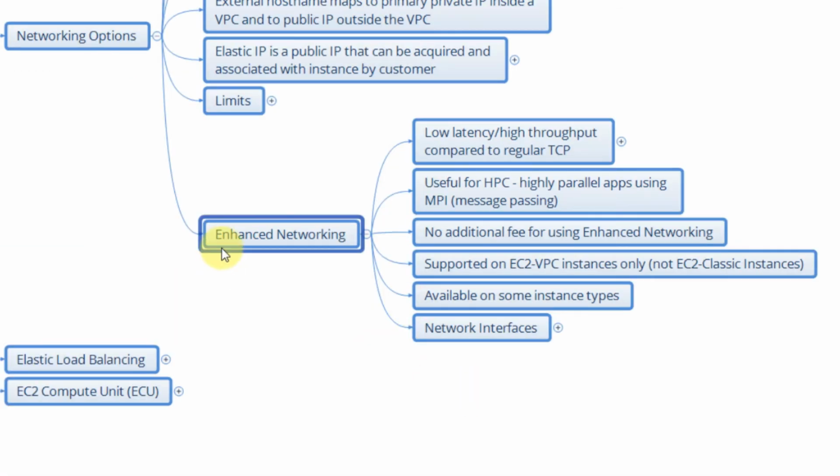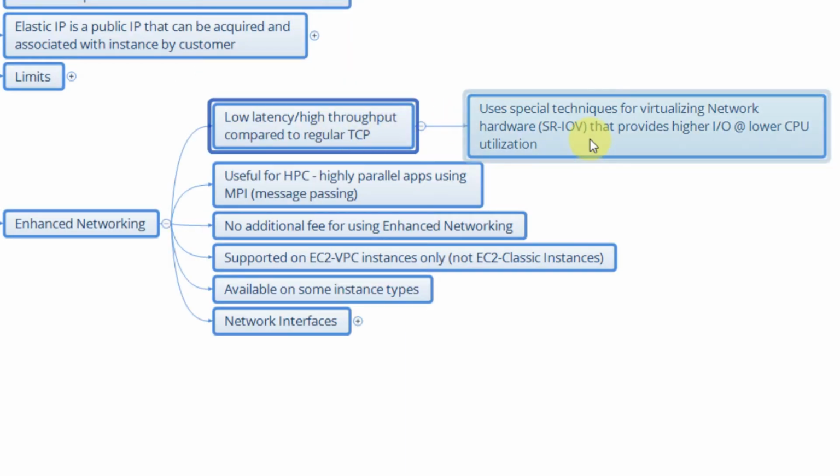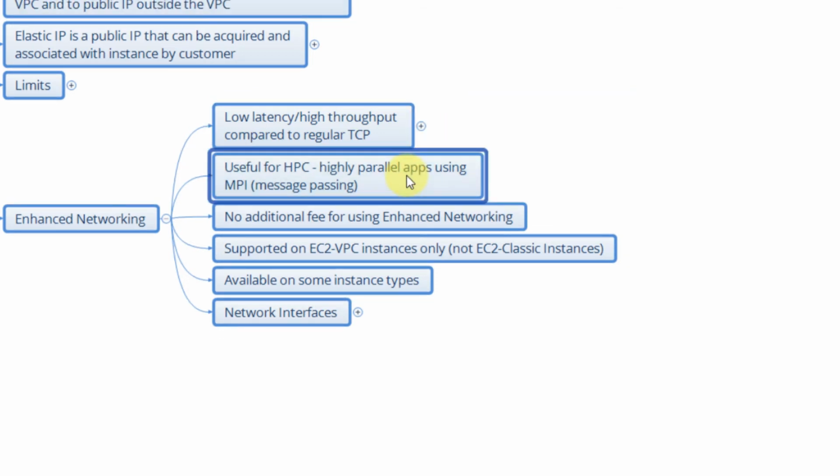Now, enhanced networking is a feature that enables very low latency and high throughput network connectivity compared to regular TCP. The reason this is possible is because the virtualization of the network hardware uses a special technique, SR-IOV, which stands for Single Root I/O Virtualization, that provides higher I/O and consumes less CPU. Enhanced networking is useful for HPC, high performance computing apps, highly parallel applications that use message passing. So there's low latency, high bandwidth communication between nodes in this cluster.